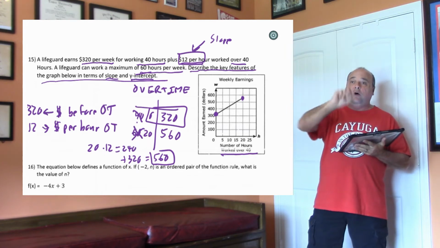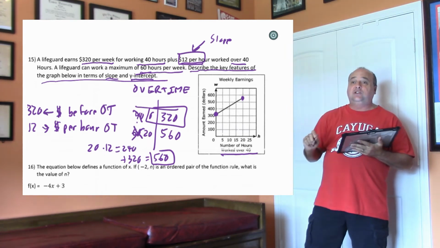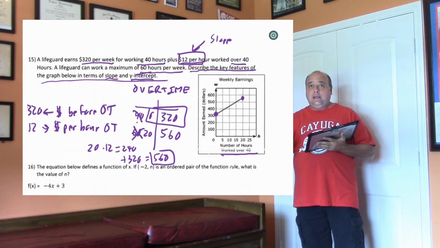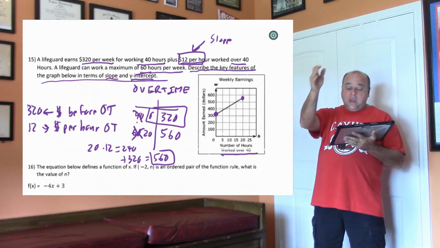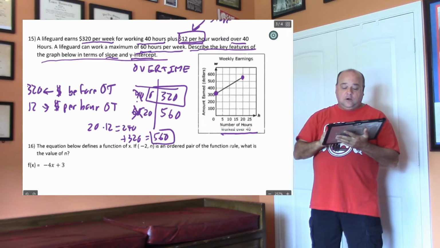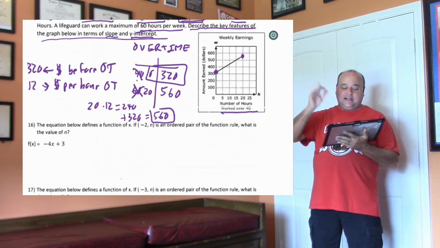Okay, so the 12 is going to be how much your salary is growing by in overtime. Kind of confusing there, okay? Hopefully that, just replay it. Hopefully I explained it well.